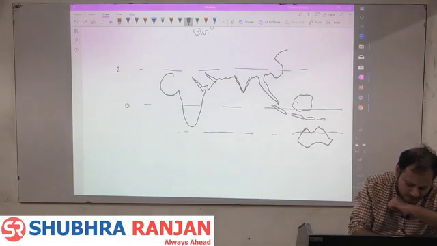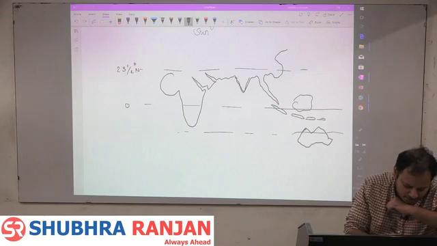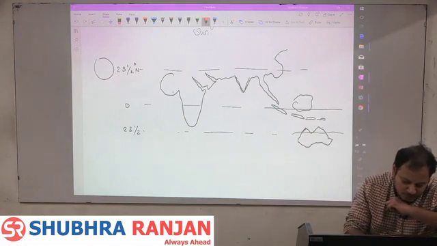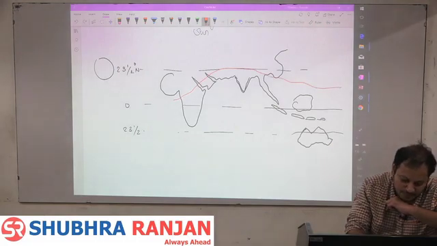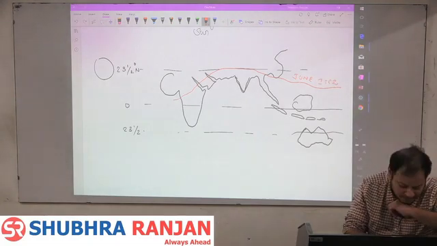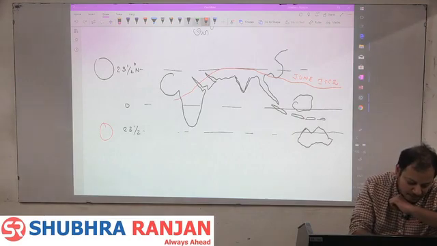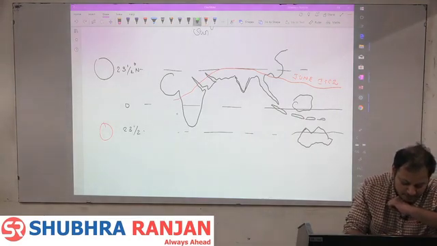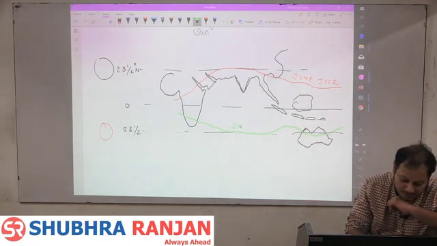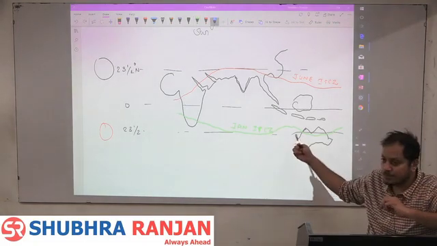This is the equator, this is the Tropic of Cancer, this is the Tropic of Capricorn. Now when the sun is over the Tropic of Cancer in the month of June, the whole ITCZ will shift towards the north. So this is the June position of the ITCZ. And when the sun is in the southern hemisphere in the month of December, the whole ITCZ will shift southwards. This is the January ITCZ. And you can see in Australia, it has moved up in the middle.